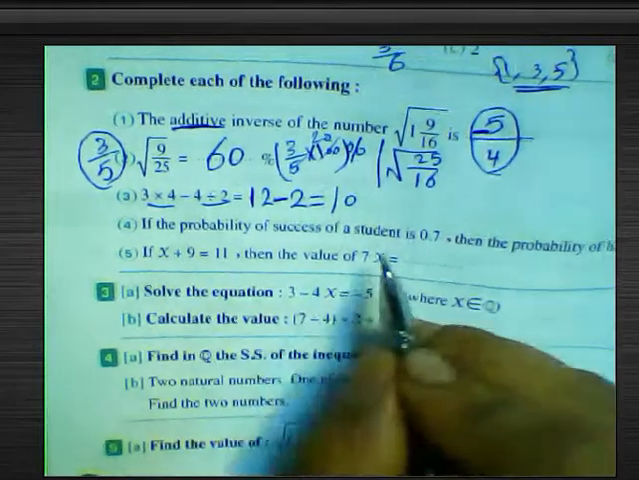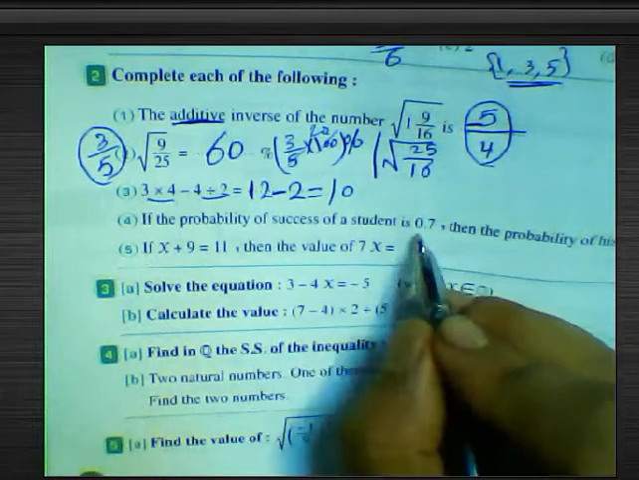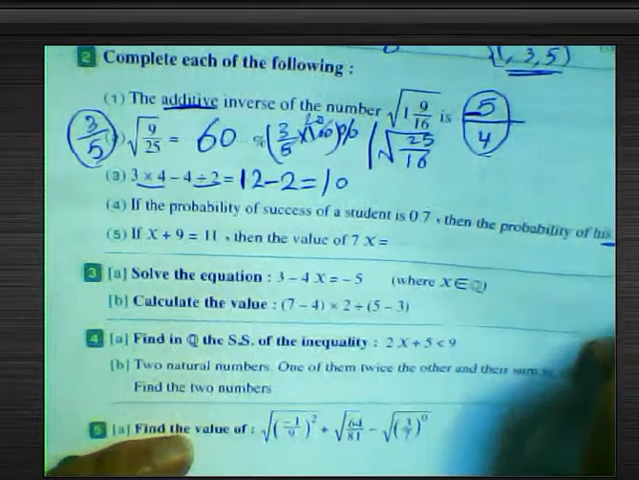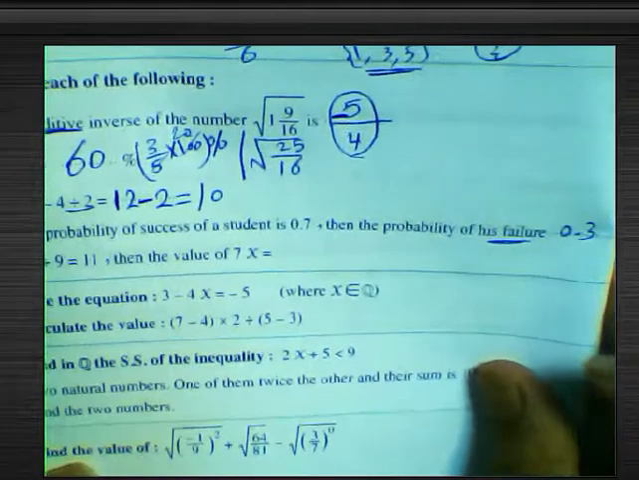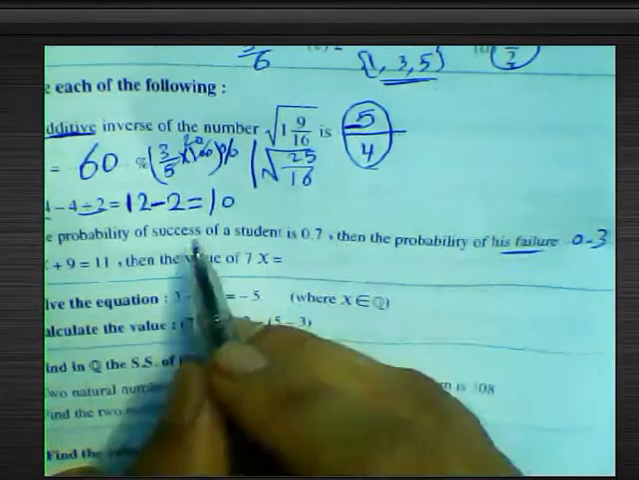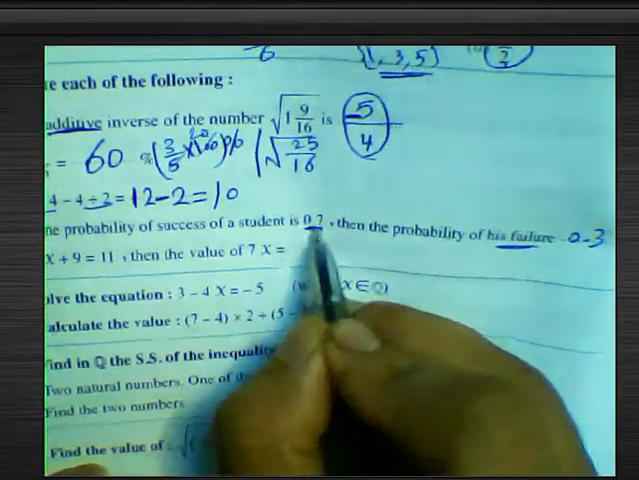If the probability of success is 0.7, then the probability of failure equals what? Equals 0.3. Okay, the probability of failure equals 0.3 because the probability of success here is 0.7.